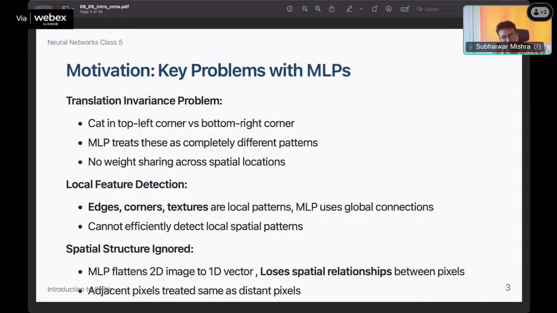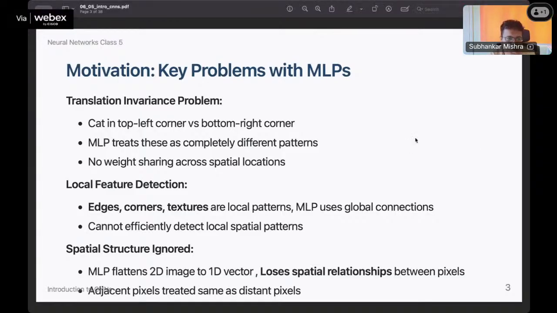Why? Because every pixel has its own unique weight. Because of that kind of relationship that we are building with an MLP, for us a cat anywhere is still a cat, but otherwise it becomes too big of a problem for the MLP to tackle, because an MLP does not understand spatial locations.